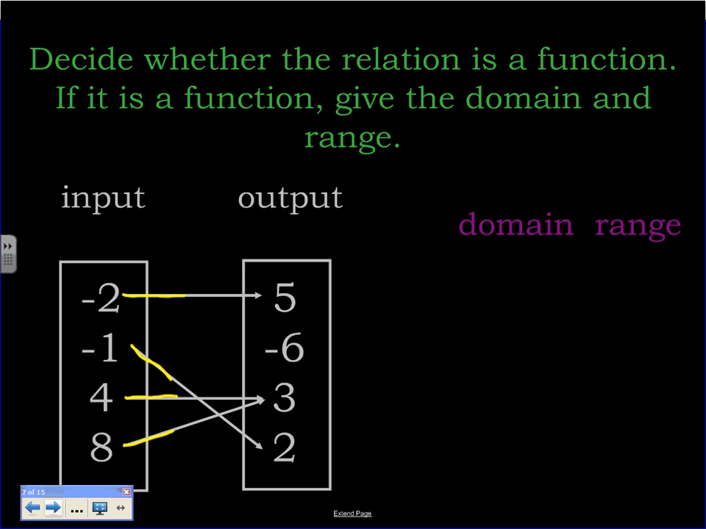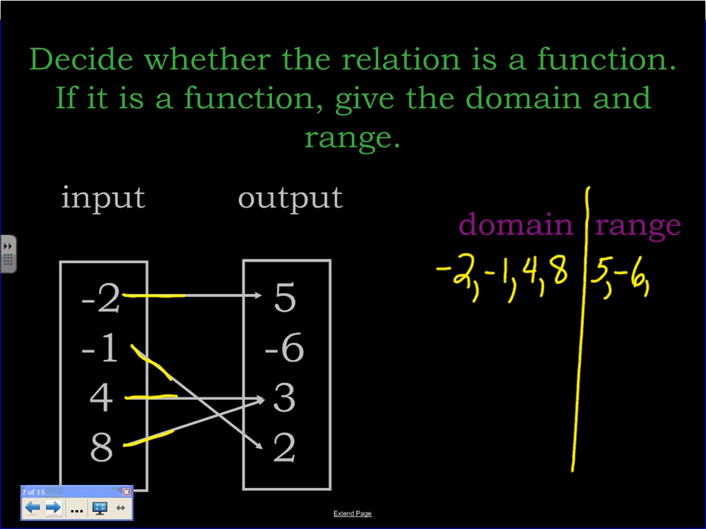And the domain, that was the very first definitions that we took. The domain is all of the input values. Let me put a line down through here. The domain is -2, -1, 4, and 8. While the range is going to be 5, -6, 3, and 2. So this is a function.